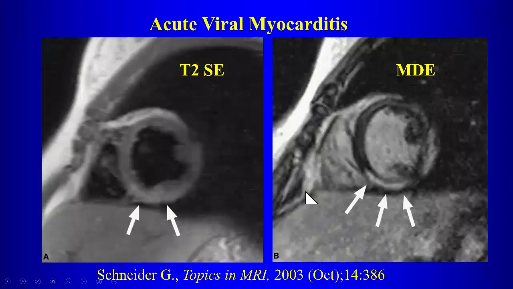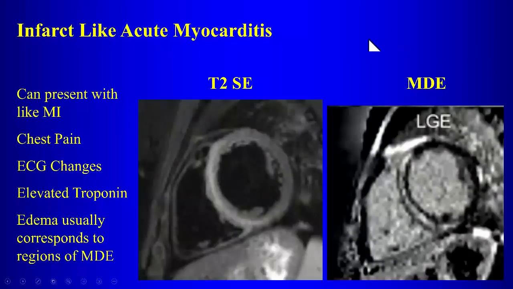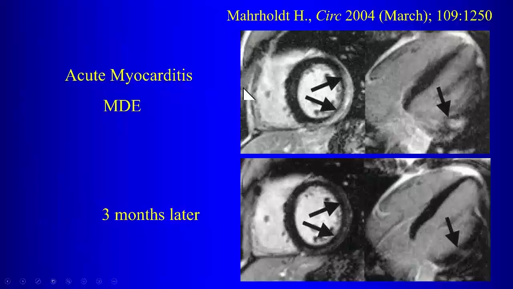Okay? So with viral myocarditis in the acute stage, you expect to see edema, and you also expect to see, although you don't necessarily have to have delayed enhancement, it does support your diagnosis if you see delayed enhancement in a non-ischemic distribution. There is an entity called infarct-like myocarditis. Patients can present clinically just like they're having a myocardial infarction. They'll have chest pain, ECG changes, elevated enzymes, and the edema usually corresponds to the region of myocardial delayed enhancement. So on T2-weighted imaging, you can see the edema here, and it corresponds nicely to this region of mid-myocardial enhancement in this patient who has acute myocarditis.